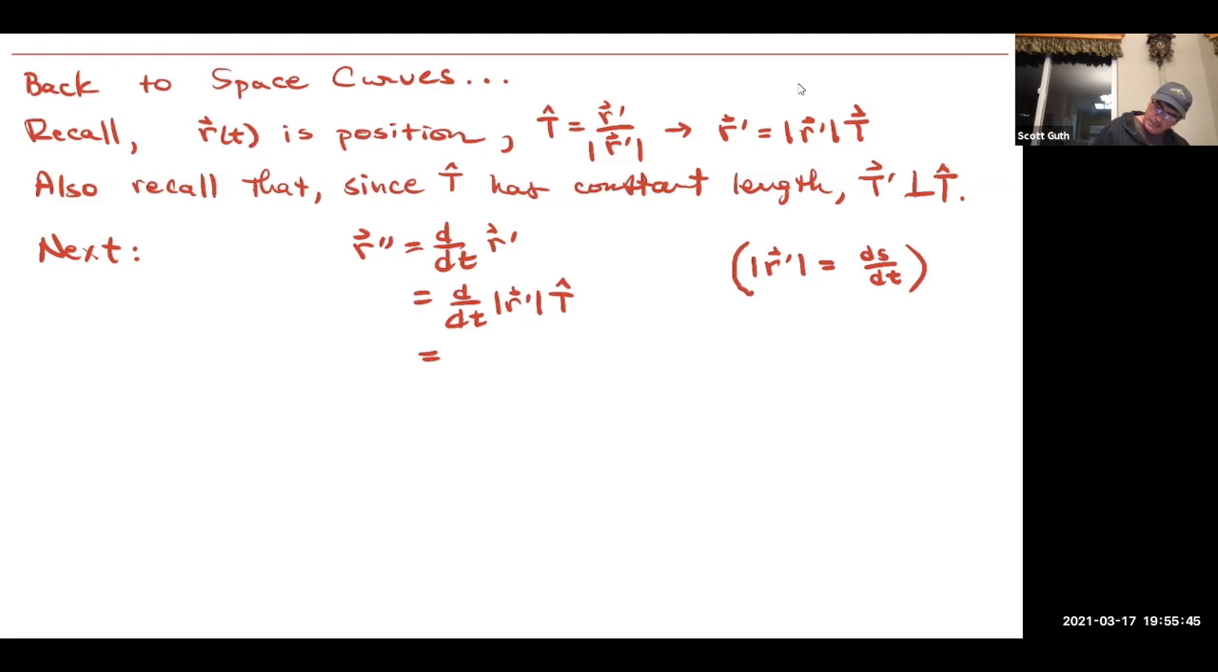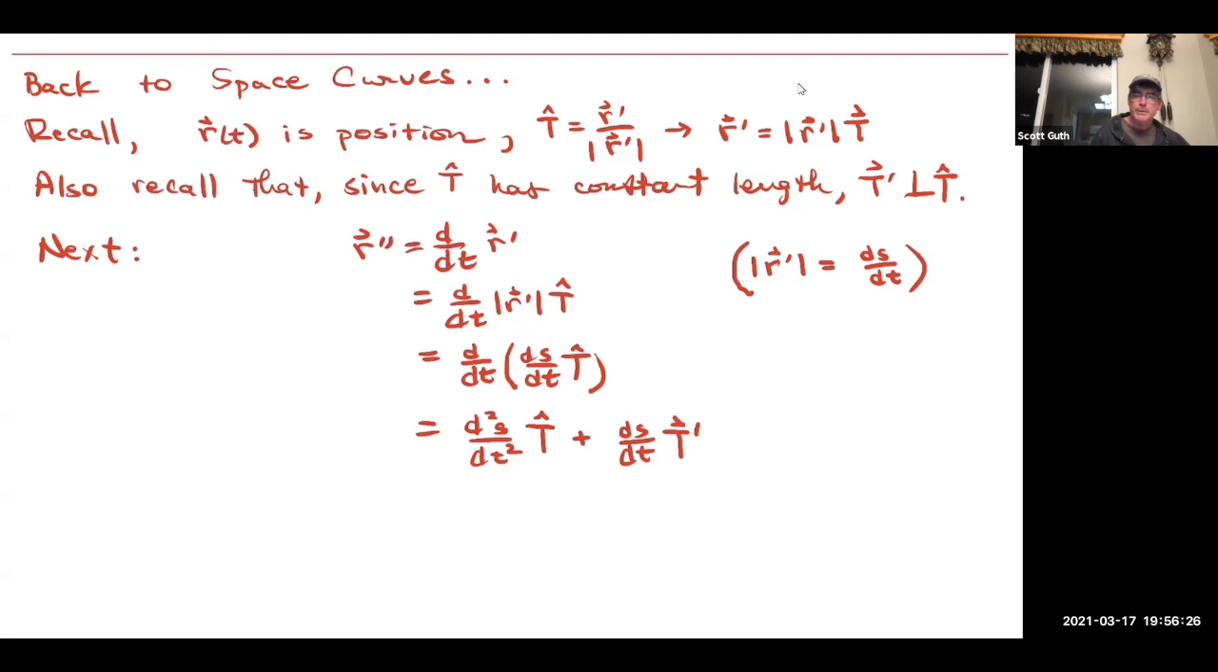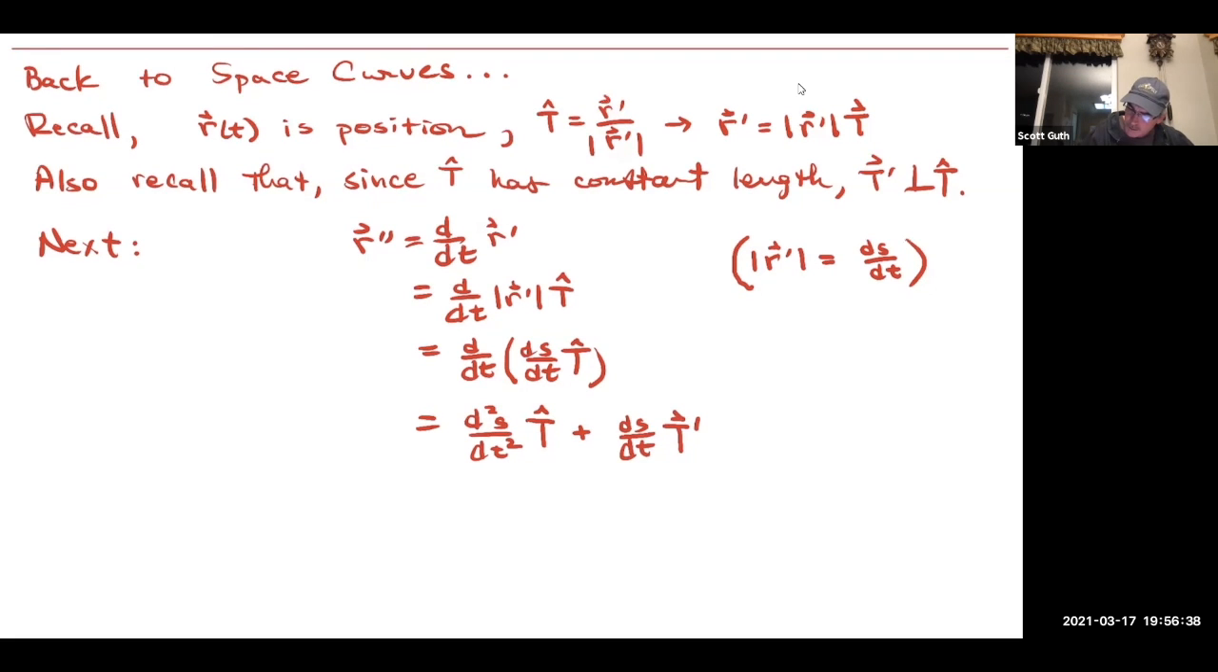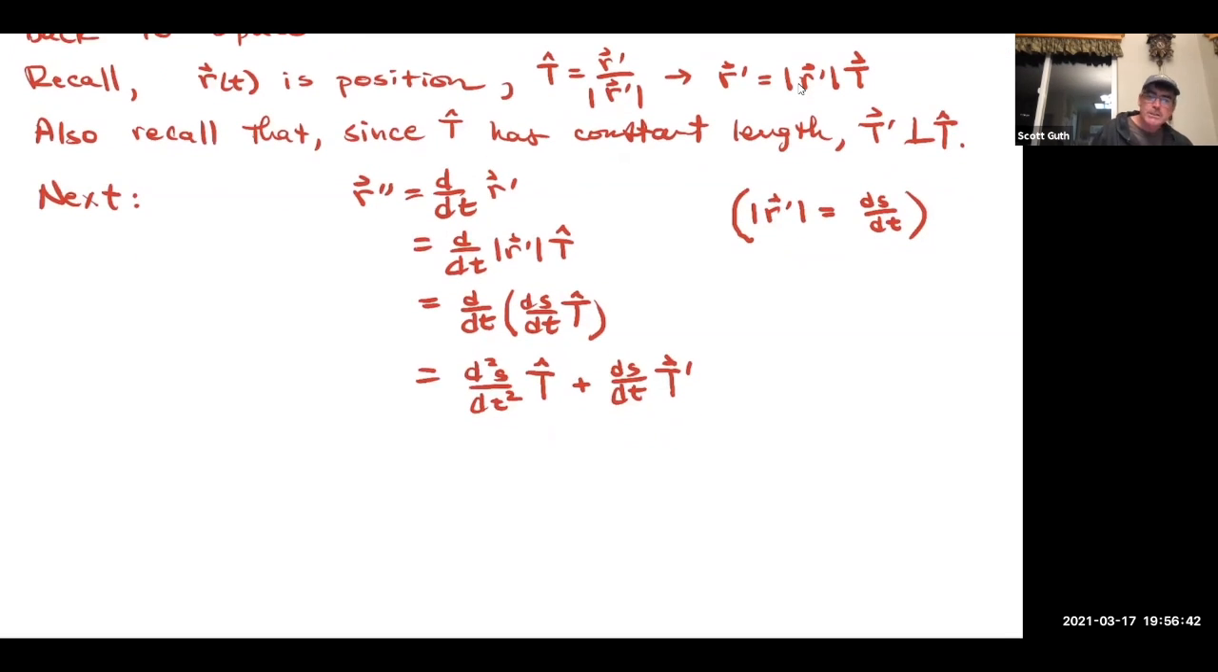So here I want to write this as d over dt operating on the magnitude of r prime, which is ds over dt, times the unit tangent. And now here comes the product rule. So we're going to say d2s over dt squared times T, plus ds over dt times T prime. And again, T is a unit vector, but T prime is not, and that's why T gets a hat and T prime gets a barb, because once you take that derivative, it's not going to be a unit vector anymore. And that just depends on how fast T changes direction. Okay, any questions with that?